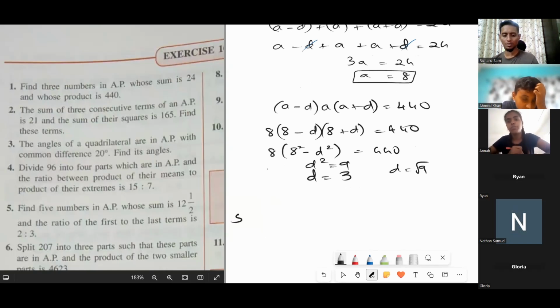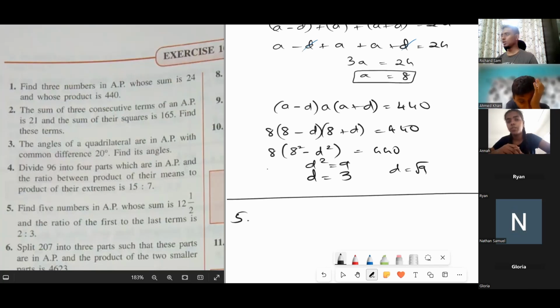So here also, how many terms are there? Five terms, five numbers. So what are the five numbers? First will be A plus 2D, A minus 2D, then A minus D, then A in the middle, then A plus D. Use that to make these equations.